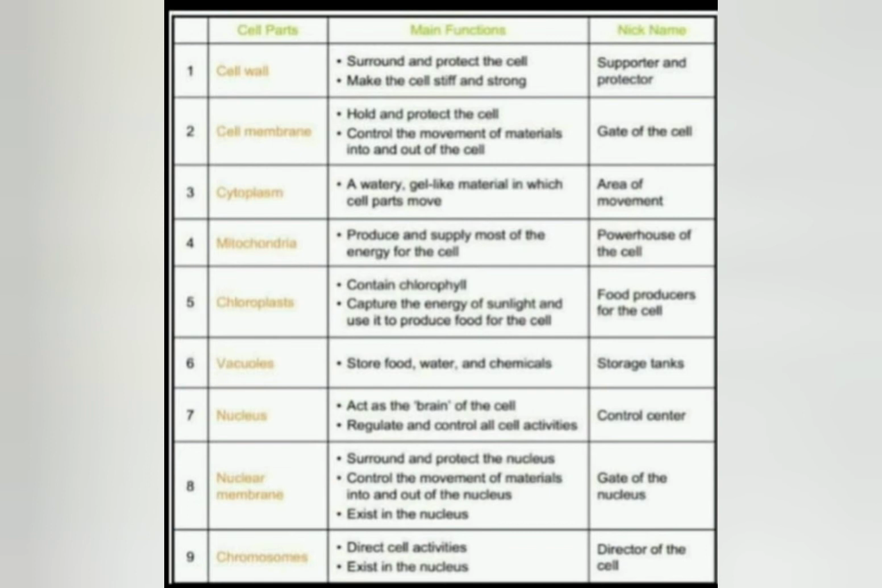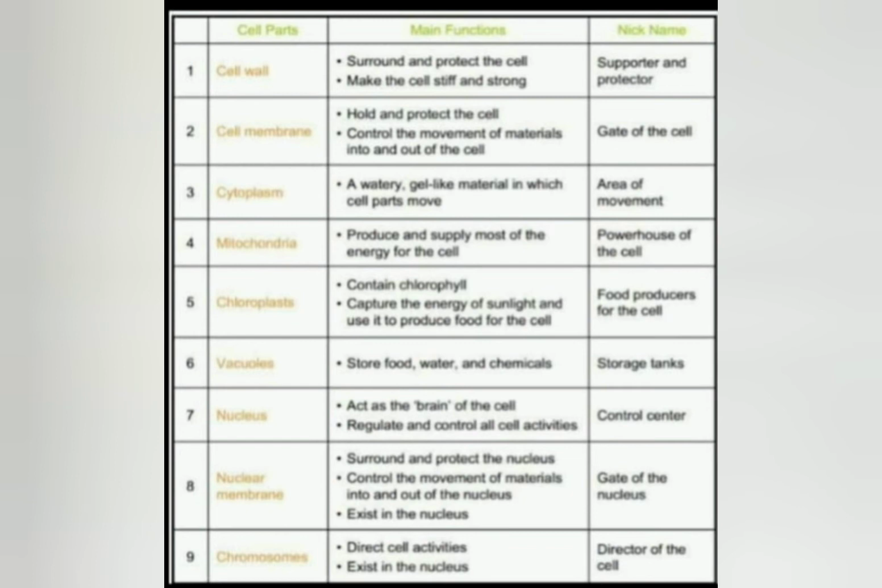Number 6 is vacuoles, which store food, water and chemicals. So they are also called storage tanks. The next is the nucleus. It acts as the brain of the cell, and regulates and controls all the cell activities. So it is like the control center.